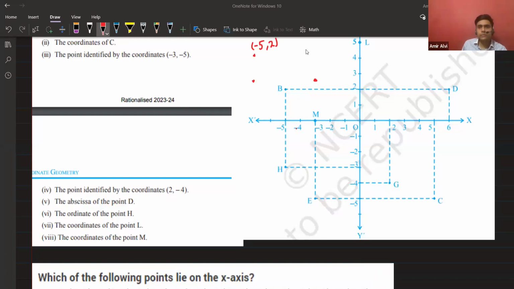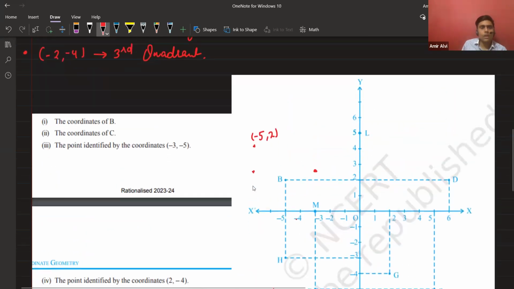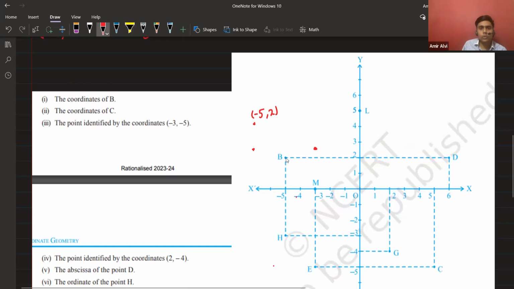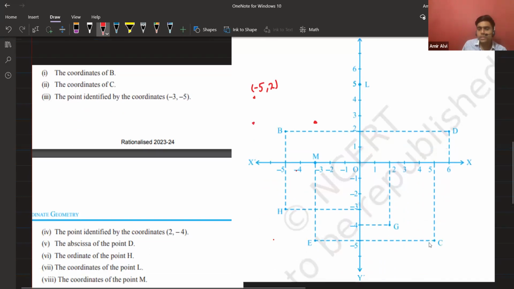So basically, the question is saying point C, and where is point C? Point C is here. So it is 5 in the x-axis direction and minus 5 in the y direction. 5 comma minus 5. Always x is written first. Yes. Very good.